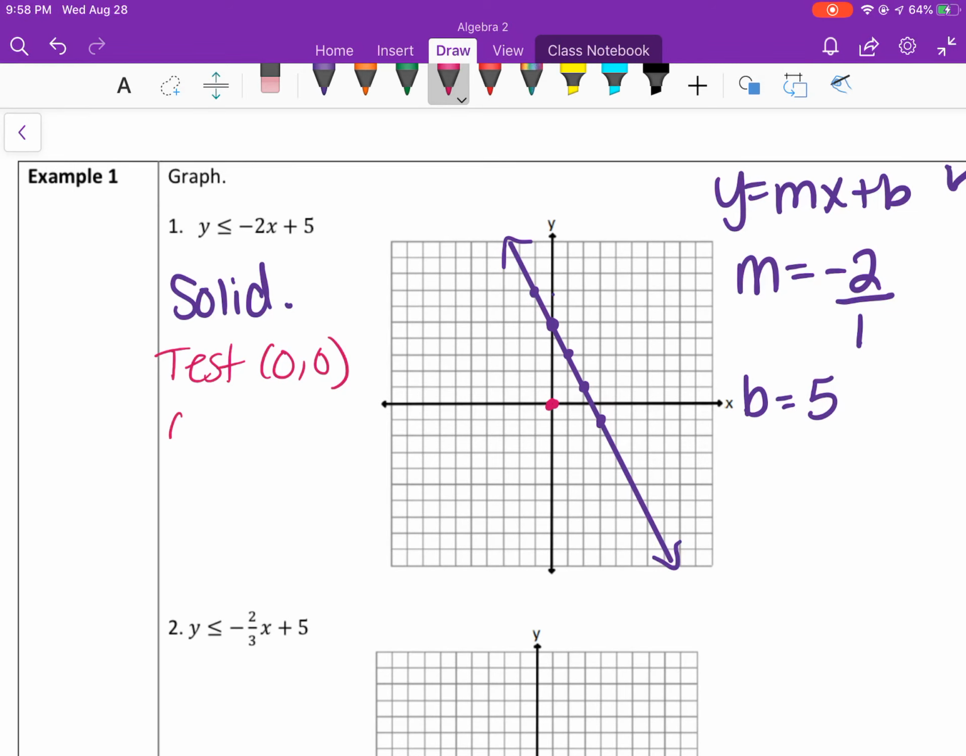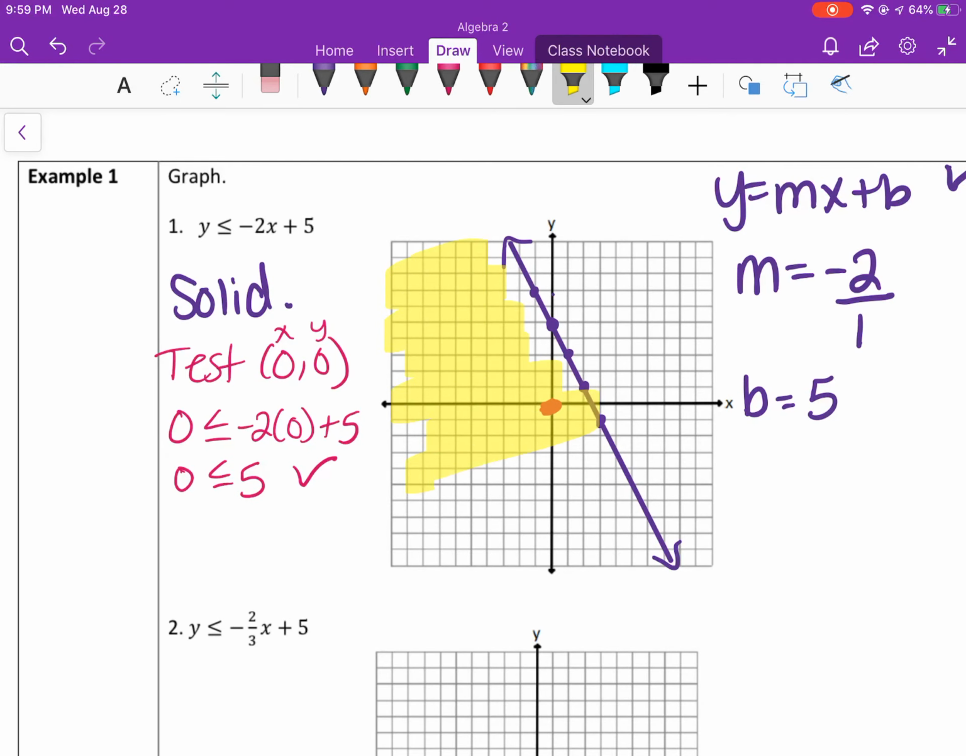That means I'm going to plug in 0 for x and 0 for y. So 0 is less than or equal to -2 times 0 plus 5. So is 0 less than or equal to 5? That is true. So that means that this point right here is a solution, which means that all of the points on this half are solutions. So I shouldn't have gone over the line there, but everything below the line is a solution.